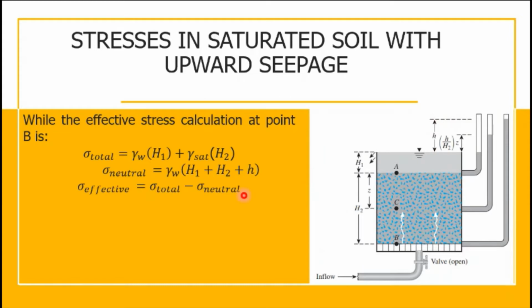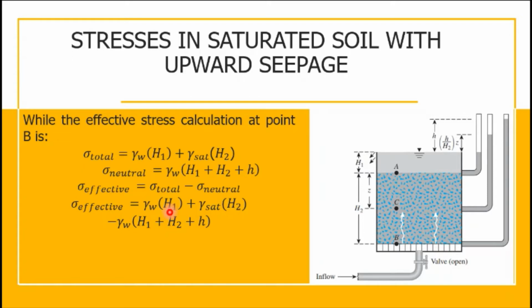And the effective stress will be equal to the total stress minus neutral stress. If we substitute the two values, this will be equal to the unit weight of water multiplied by H sub 1 plus saturated unit weight of this soil multiplied by H sub 2 minus unit weight of water multiplied by H sub 1 plus H sub 2 plus the seepage at point B. And that is small letter h.